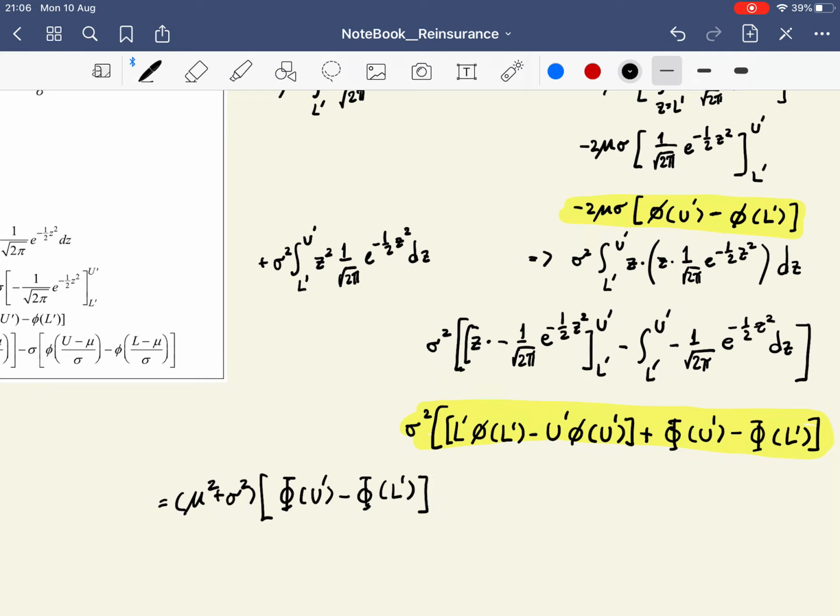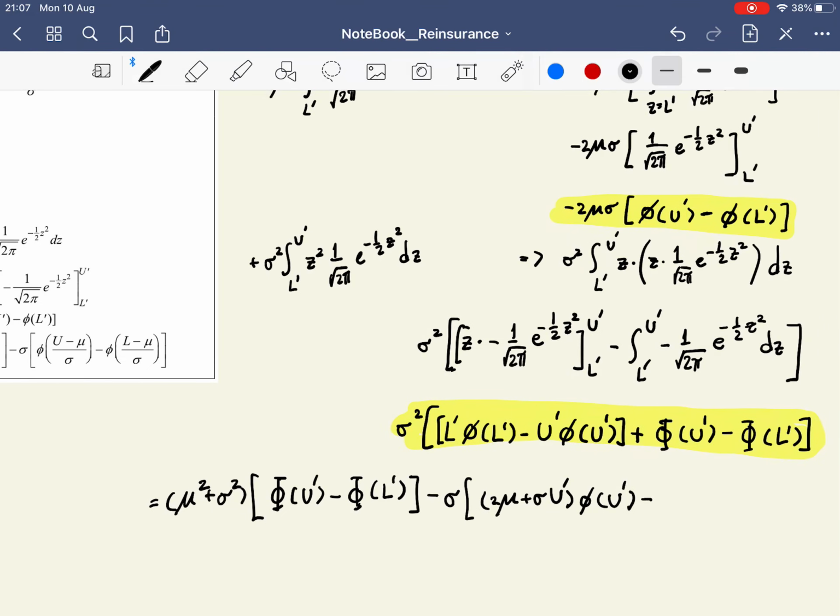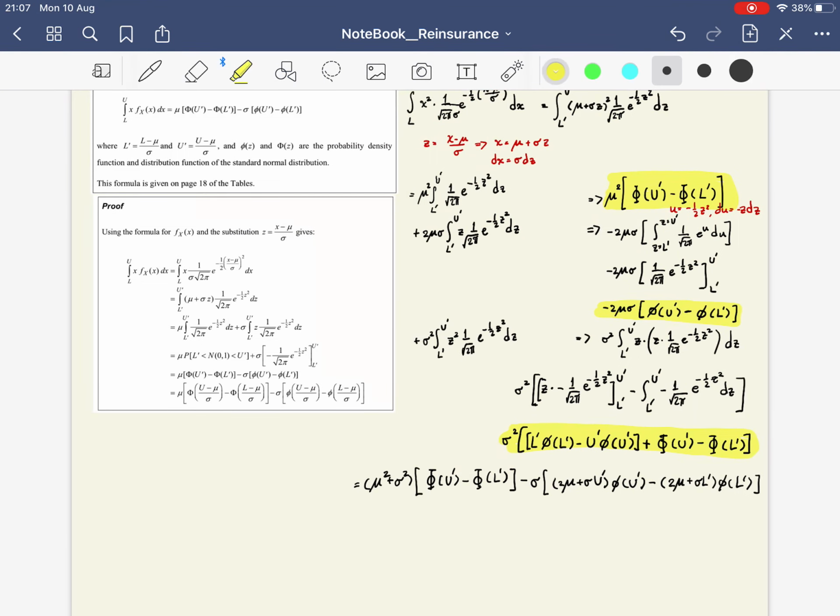Okay, and then minus sigma of 2 mu per sigma U prime lowercase phi function of U prime, right? And then take away minus 2 mu per sigma L prime lowercase phi function of L prime. Here is what we have finally.